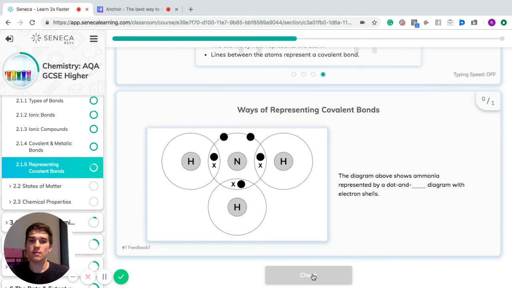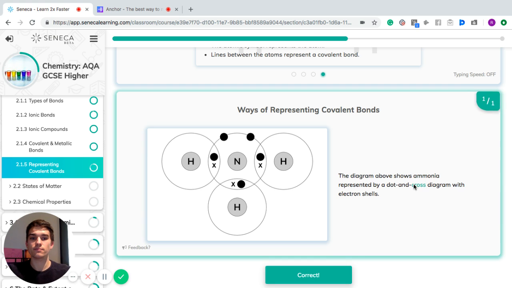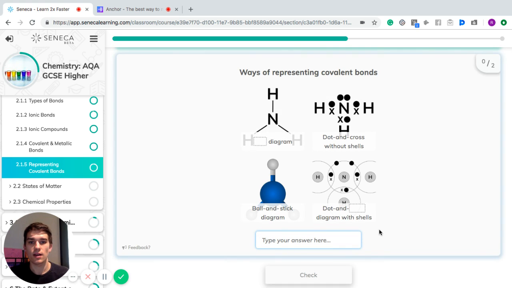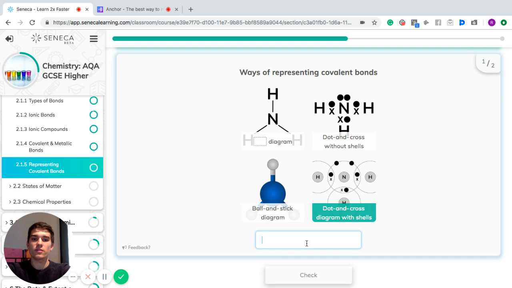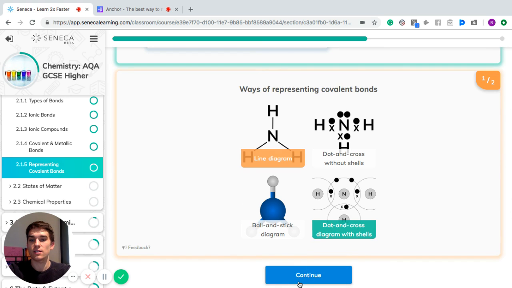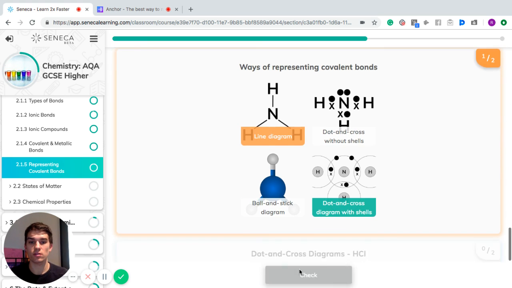So to recap those ways of representing covalent bonds, a dot and cross diagram would have the full outer shell of electrons, with dots for the electrons from one atom and crosses for the electrons from another atom. And those 3 ways again, we've got the ball and stick diagram, we've got the dot and cross diagram with shells, we've also got the dot and cross diagram without shells, and then we've got the line diagram, which just has lines to show the covalent bonds.